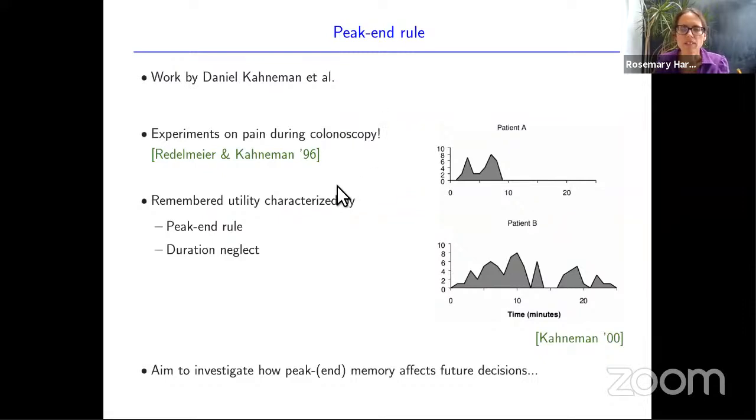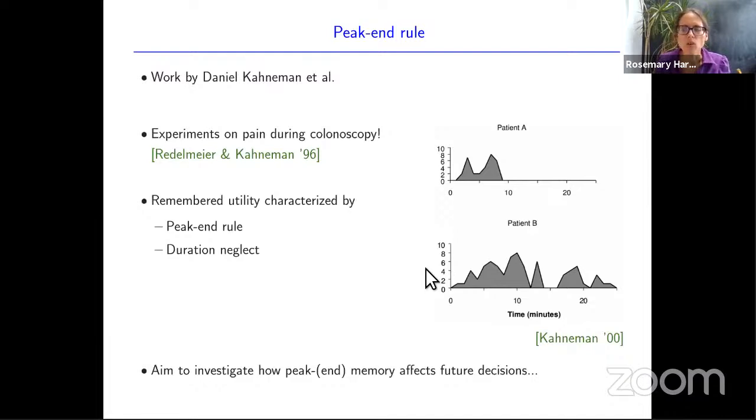And what he and his co-workers did in the original experiments, they didn't look at happiness or benefit, but they looked at pain during colonoscopies. So they took a bunch of patients who I'm told had to have colonoscopies anyway, and they didn't have general anesthetics. They were awake but mildly sedated, and they asked the patients at every minute during the procedure how horrible it was. And then they plotted these graphs of pain against time. And then at the end, when it was all over, they went back to the same patients and they asked them to retrospectively evaluate it, to give a single number saying how terrible their experience was.